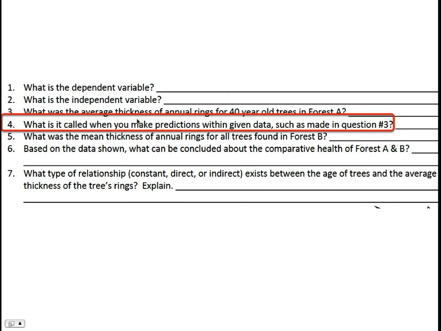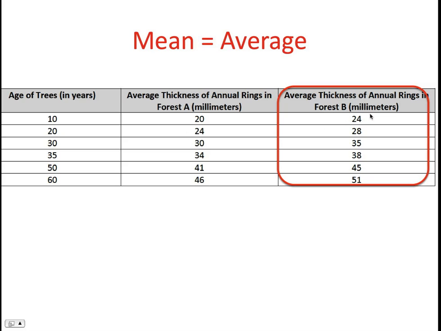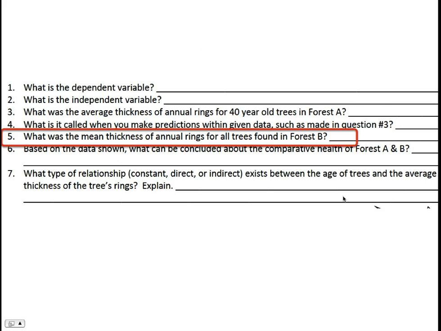Next question is, what do you call it when you make predictions within your data? That is called interpolation. What was the mean thickness of annual rings for all trees found in forest B? Well, if we go back to your data, mean is another way of saying average. So what is the average of these set of numbers? Add them all up and divide by 6, and you should get some type of number. That number, I believe, was 36.8 millimeters.